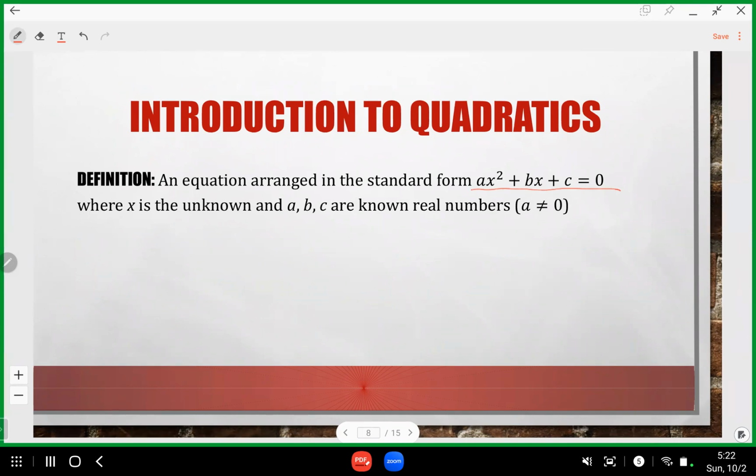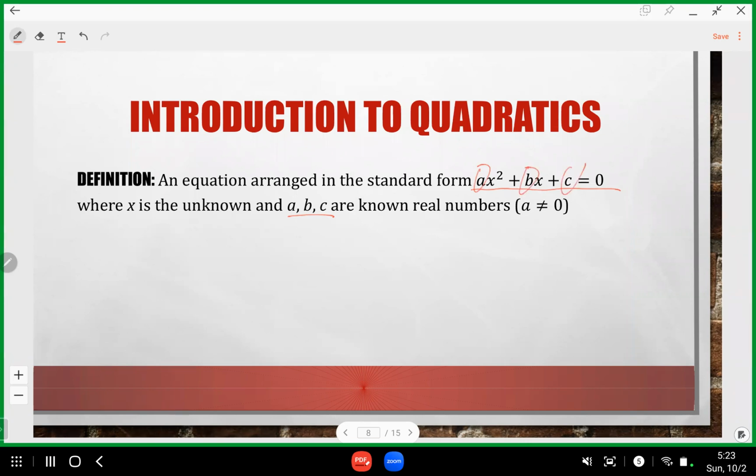But the definition of a quadratic is the equation arranged in standard form a, b, and c, all right, where x is the unknown and a, b, c are real numbers. This is important later on, okay, because the quadratic formula is written in terms of x and then a, b, and c. Okay, so remember, a is the coefficient of x squared, b is the coefficient of x, and c is just a constant.